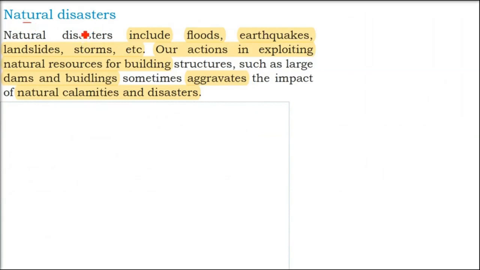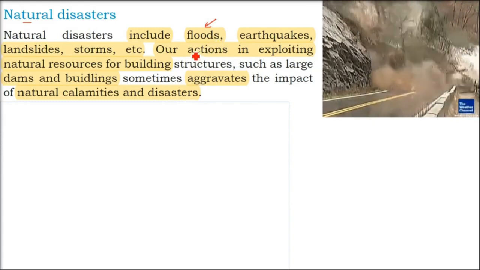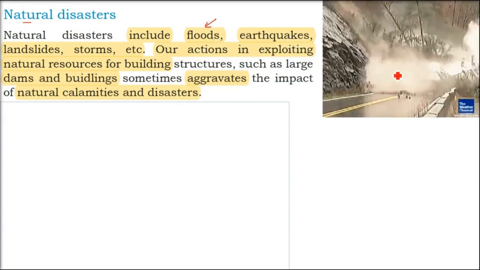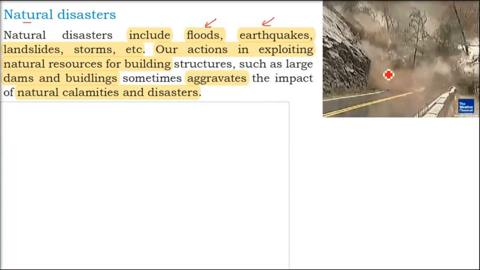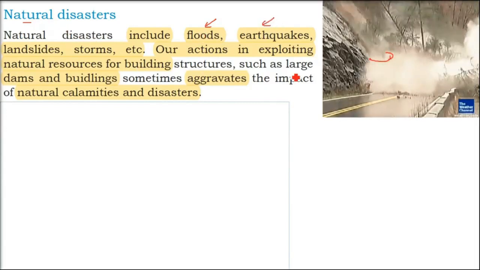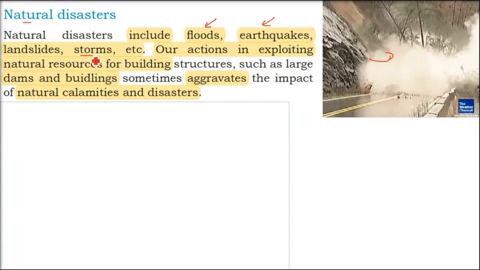Natural disasters. In nature, Mother Earth, there are always disasters. You cannot do anything about that. Like floods, earthquakes, landslides, which you see in this picture also, and storms. There are so many natural disasters which take place.